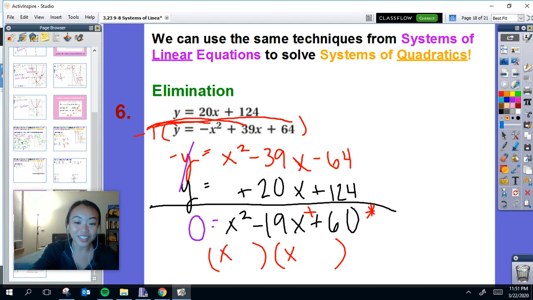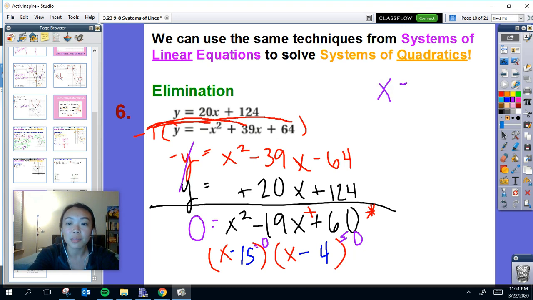When you do that, you should get 15 and 4, and then the signs for both of them will be negative. I set them equal to 0, so this is all procedure by now. And then my answers are x equals positive 15 and x equals 4. Make sure you have all of that down.